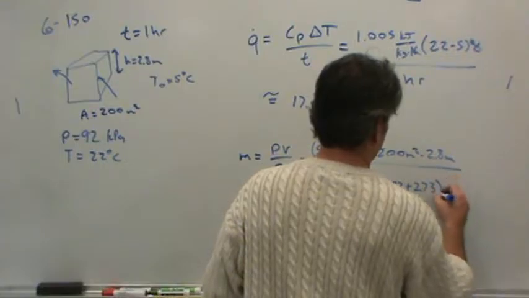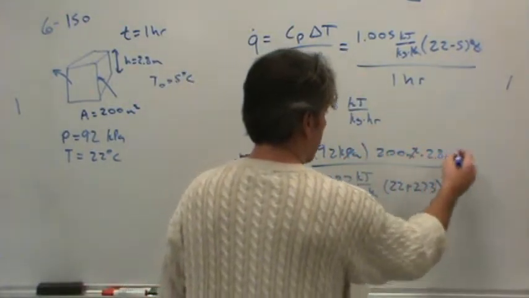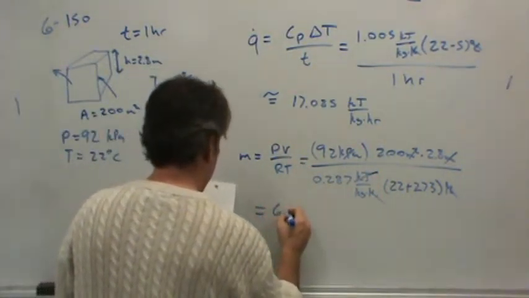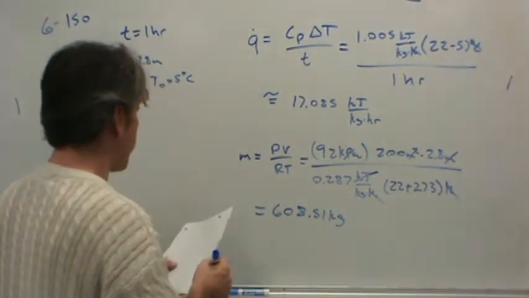So plus 273 Kelvin. Okay, so a kilopascal times a cubic meter is a kilojoule, and we'll get kilograms from this. This comes out to 608.51 kilograms worth of mass.